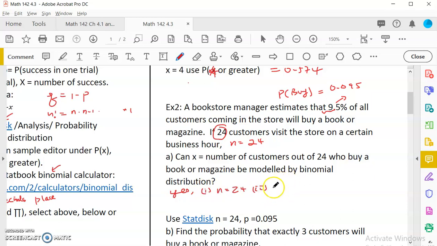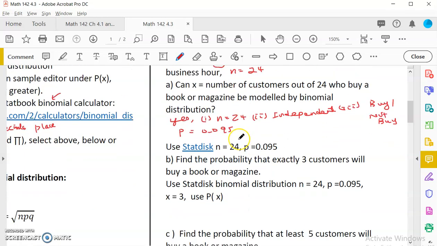Do I have my two outcomes? Are they independent? Well, it's people coming in. They either buy or not buy. They don't interfere with each other. The two outcomes are buy, not buy. And do I know the probability that someone will buy? P is always 0.095. Someone will buy is 0.095. So this is possible. N equal to 24, P equal to 0.095.